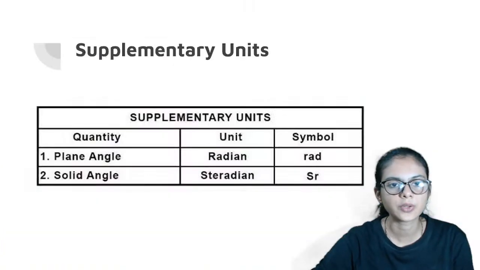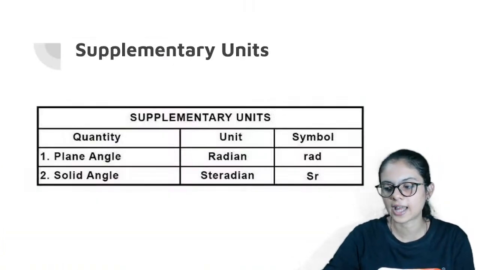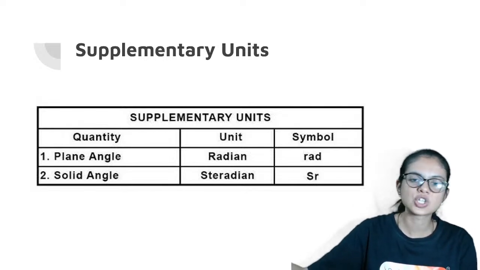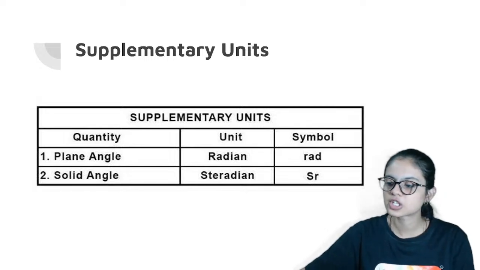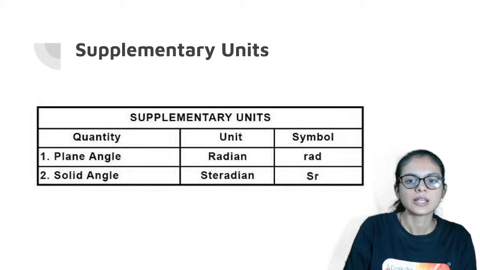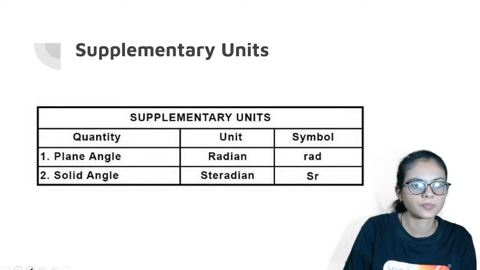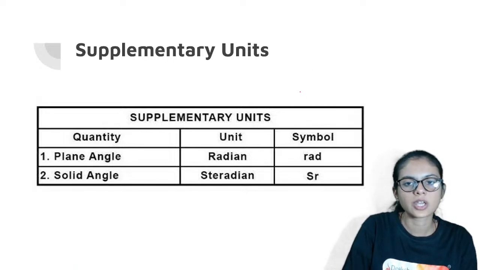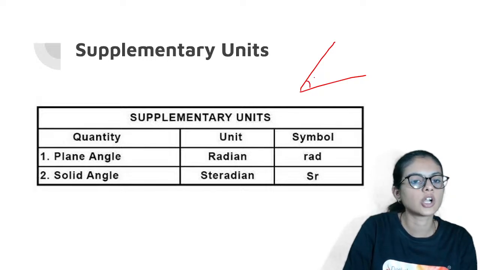The supplementary units are plane angle and solid angle. If you are measuring any angle which is plane, it is considered in radians, or you can consider it in 2 dimensions. So there is a structure like this; this is called a plane angle. It is measured in terms of radians, not in degrees.